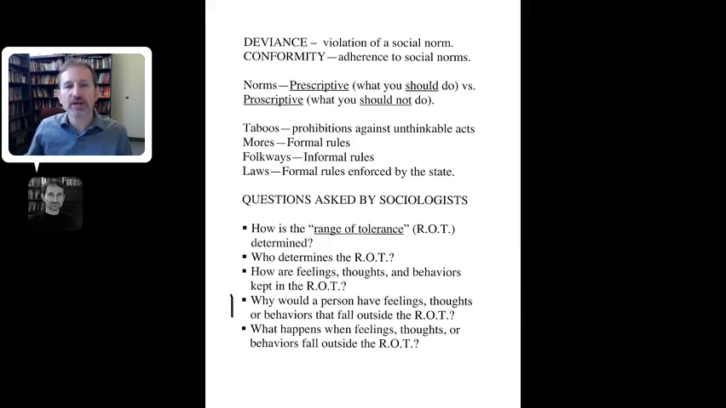Why might a person have feelings, thoughts, or behaviors that fall outside of the range of tolerance? In one example, you could say somebody may cut you off in traffic, and you might get very angry at that person. You might want to pull them over and take out your tire iron and smash up their car, right? But something stops you, and perhaps it's your feeling of, I don't want to get arrested.